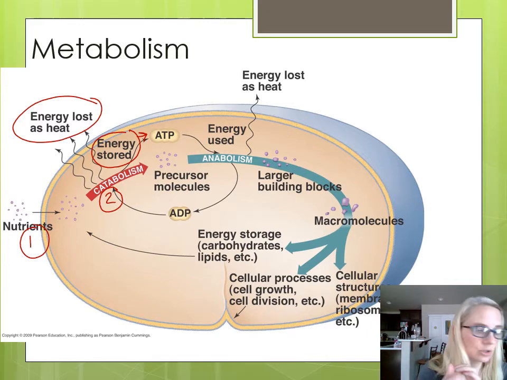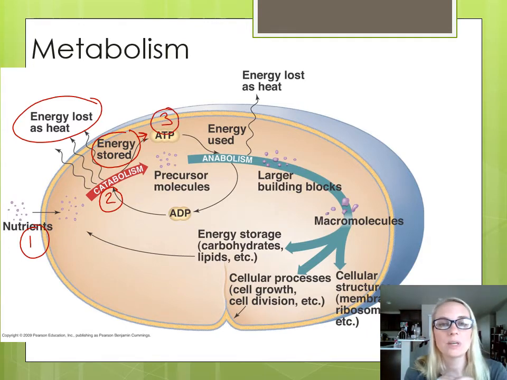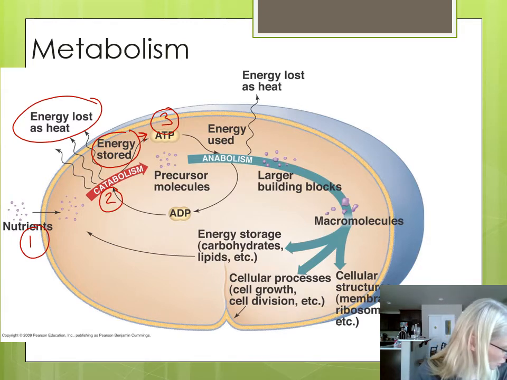Statement 3 is energy is stored in ATP. Right? So as we catabolize nutrients like glucose, which we're going to do for cellular respiration, we break that down, we release the energy. The energy is stored for the most part in ATP. We always are going to lose a little bit of it as heat. That's just the nature of chemical reactions.